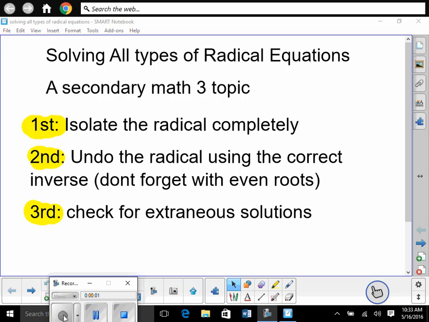Of radical equations. It's a secondary math 3 topic. We've already done some stuff like this in secondary 2. It's just that in secondary 3 they're a little bit more advanced, but not too bad really. Okay, so same rules apply.